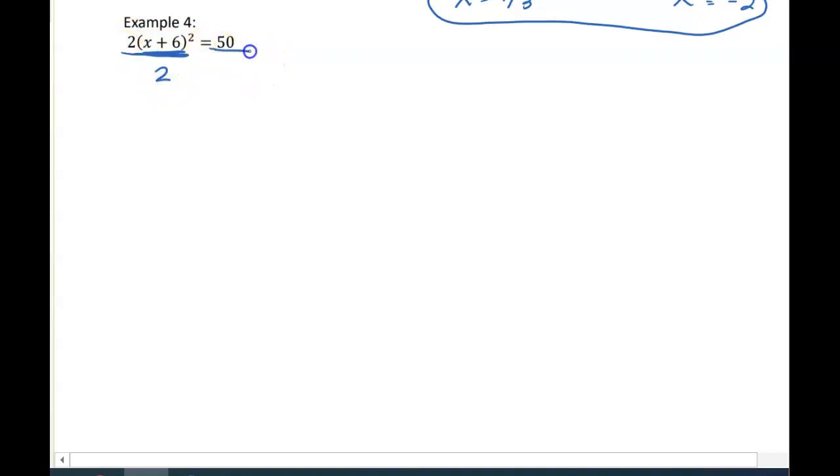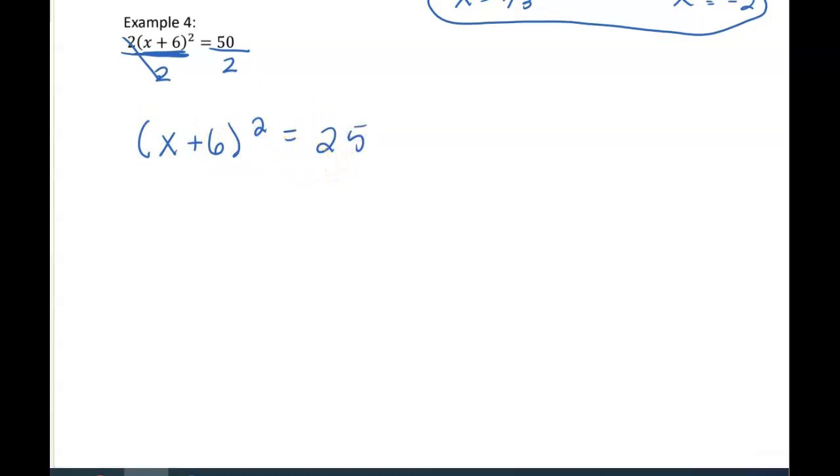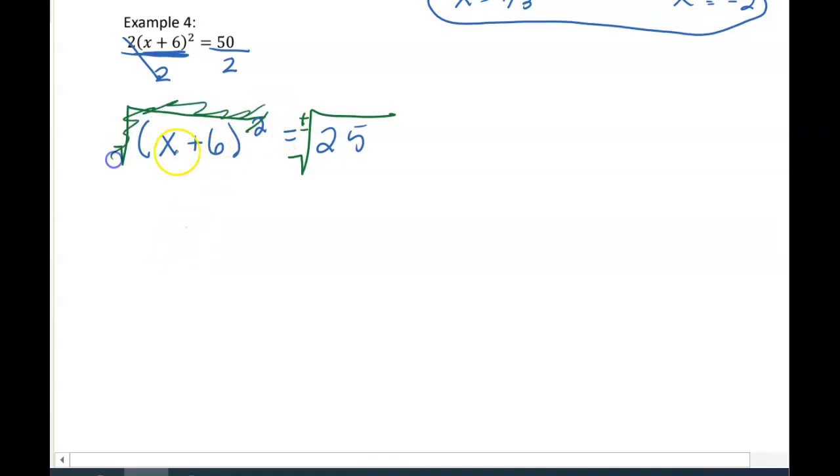But if I divide by 2 on the left, I have to divide by 2 on the right. So here I'm left with x plus 6 squared equals 25. Okay, now I can take the square root. So this is square root, this is square root. Don't forget the plus or minus. Okay, so when I square root this, the square and the square root basically cancel each other out. So I'm left with x plus 6 equals plus or minus 25.